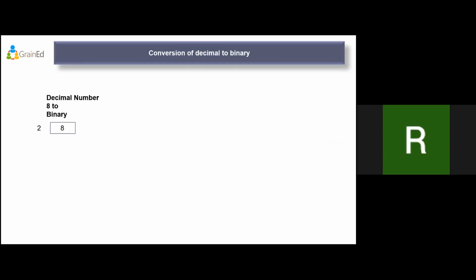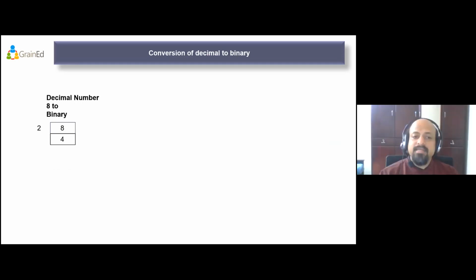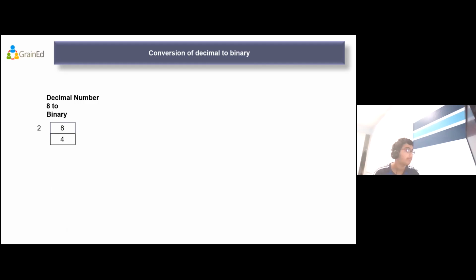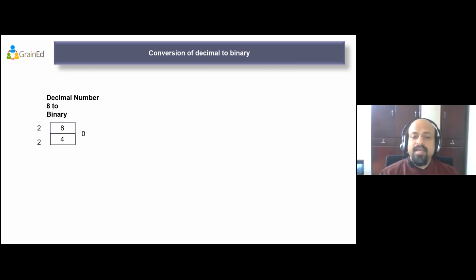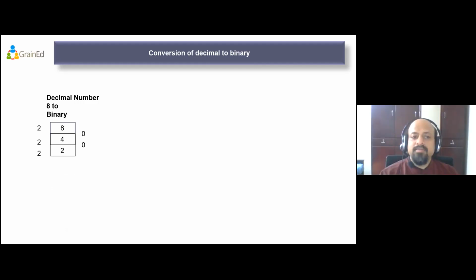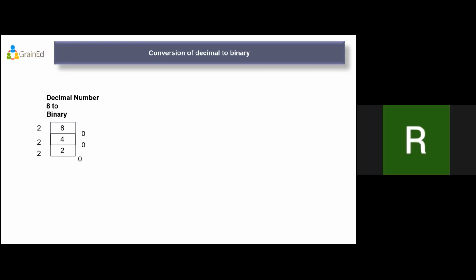4. What is the remainder when you divide by 2? 0. You divide again by 2. What is the quotient and what is the remainder? 4 divided by 2 is 2, remainder 0. Again divide by 2: 1, remainder 0. That's it. You got the binary.